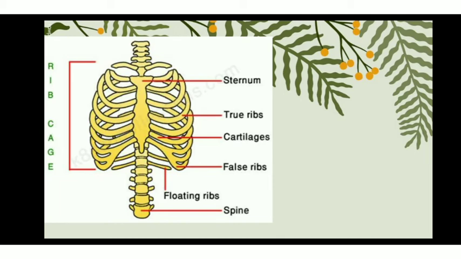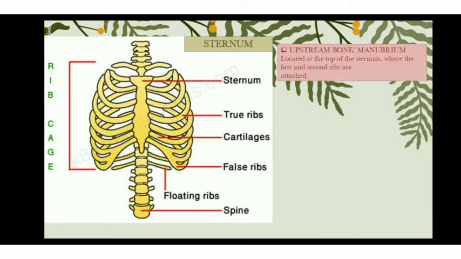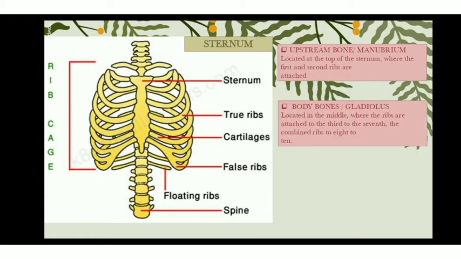This is the ribs image. Sternum, 1. Upper bone or manubrium, located at the top of the sternum, where the first and second ribs are attached. 2. Body bone or gladiolus, located in the middle, where the third to seventh ribs are attached, and the combined ribs 8 to 10.